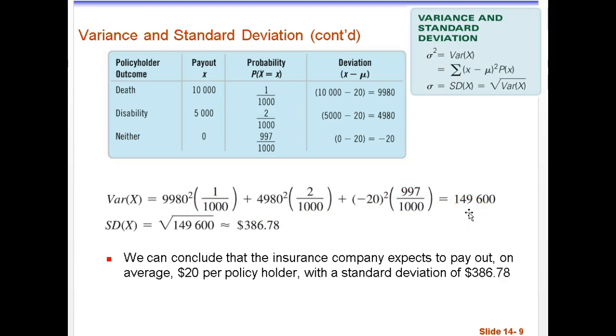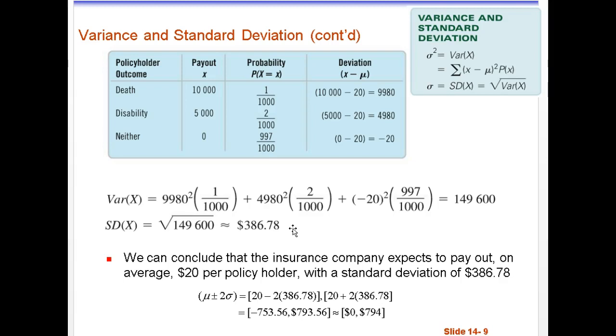So we work all that out, we sum it all together, and we get 149,600 squared dollars, which of course is a ridiculous unit. So typically we will take the square root of variance, and that gets us back to a unit that is applicable to the data that we have. In our case, the standard deviation is $386.78. So we can conclude that the insurance company expects to pay out on average $20 per policyholder with a standard deviation of roughly $387.